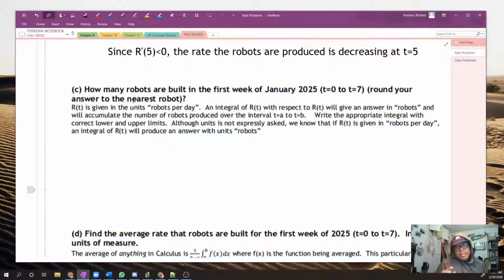So how do you write this? Well, you write the integral. You put in r(t) inside the integral. You put in appropriate upper and lower limits. And then you write the answer. And then, of course, write a nice summary. So let's get our calculator out. And let's integrate.